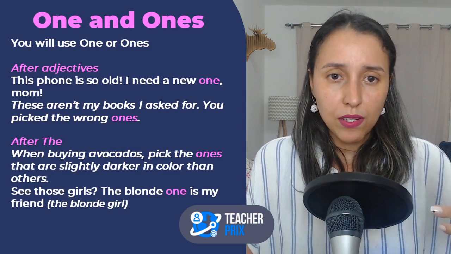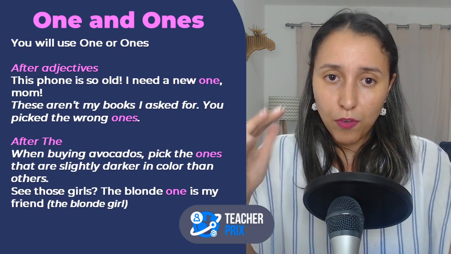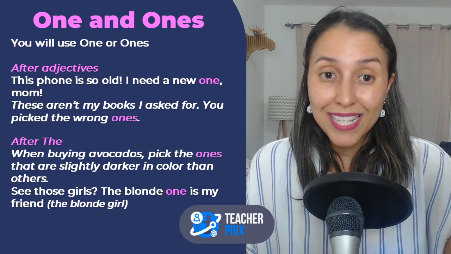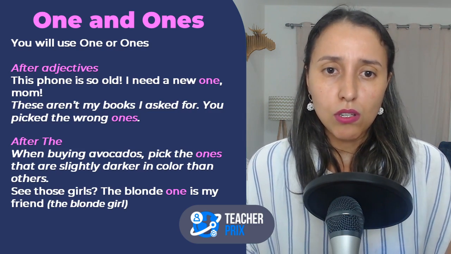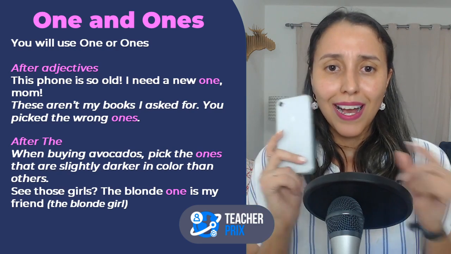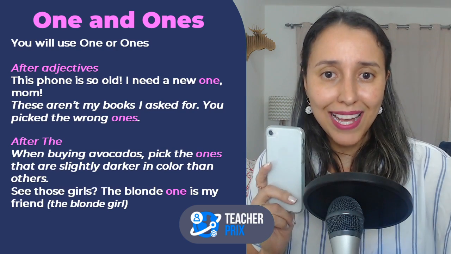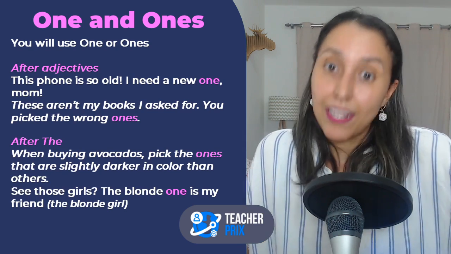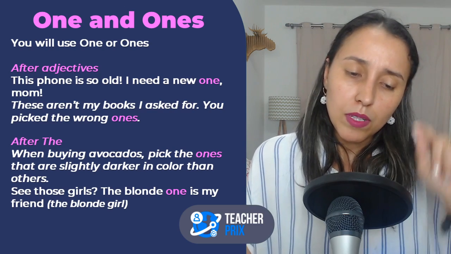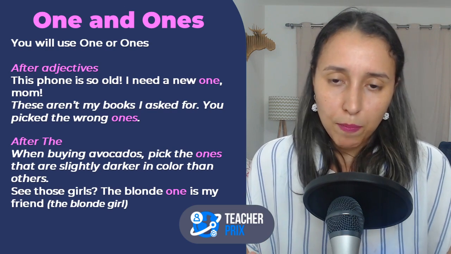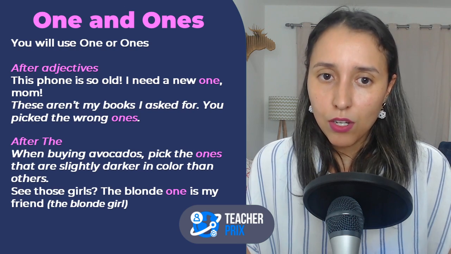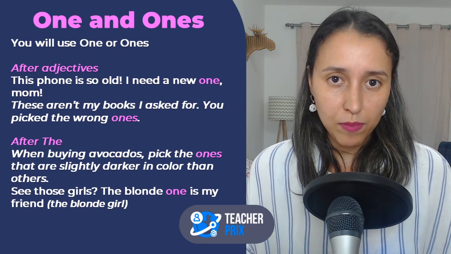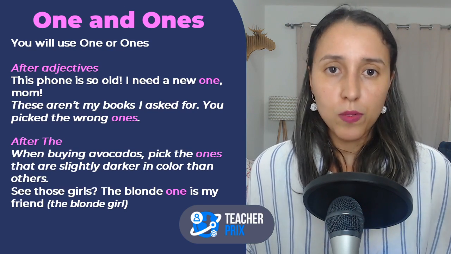Now, "one" and "ones". You will use "one" and "ones", and this is for both, okay? Both "one" and both "ones". You will need to use them after adjectives. So, oh, this phone is so old. I need a new one. "New" is an adjective, a new one. So in this case, you can use it if you want, okay? Important, not necessarily if you want. Depending on the situation, it is a better idea to replace, because in English, we avoid repetitions at all times. We really work hard to avoid repetition.